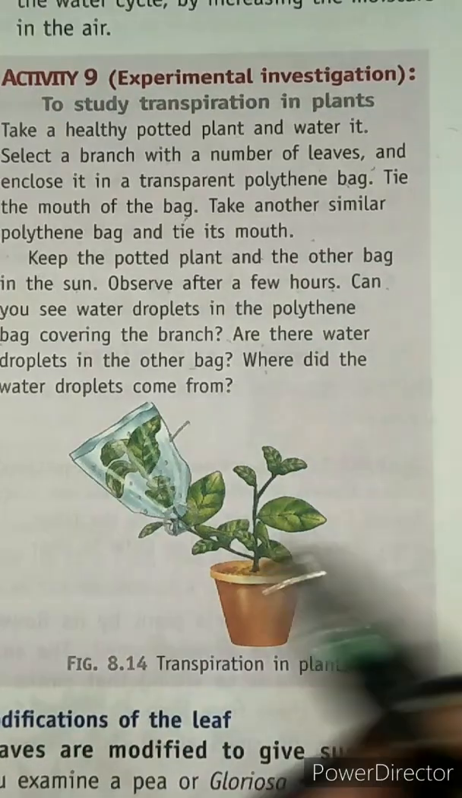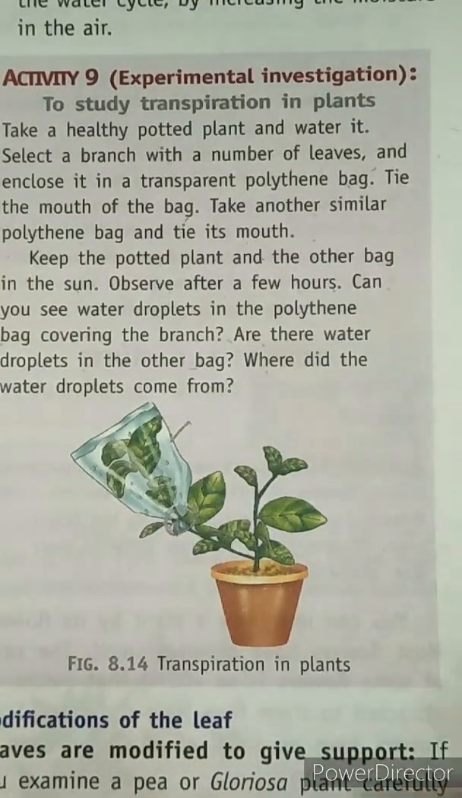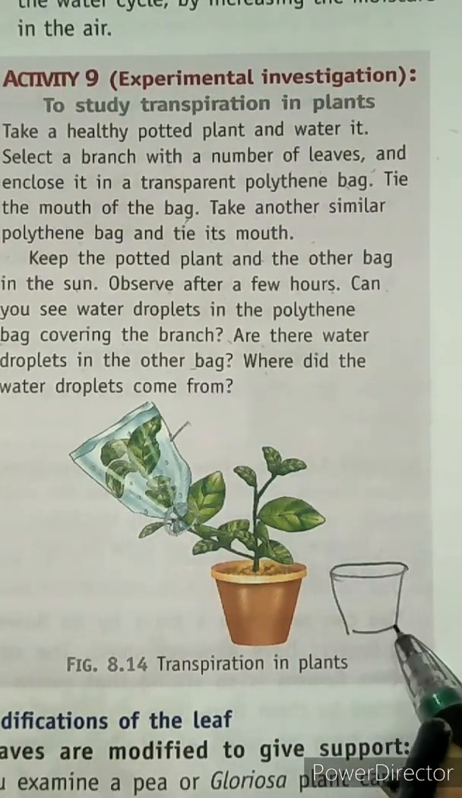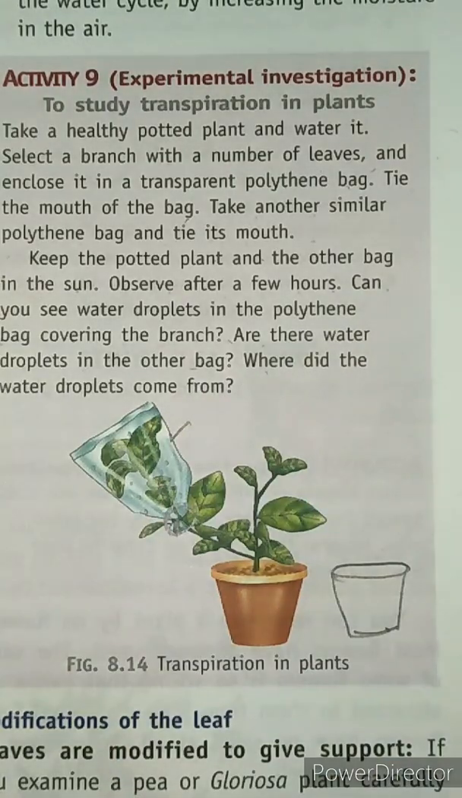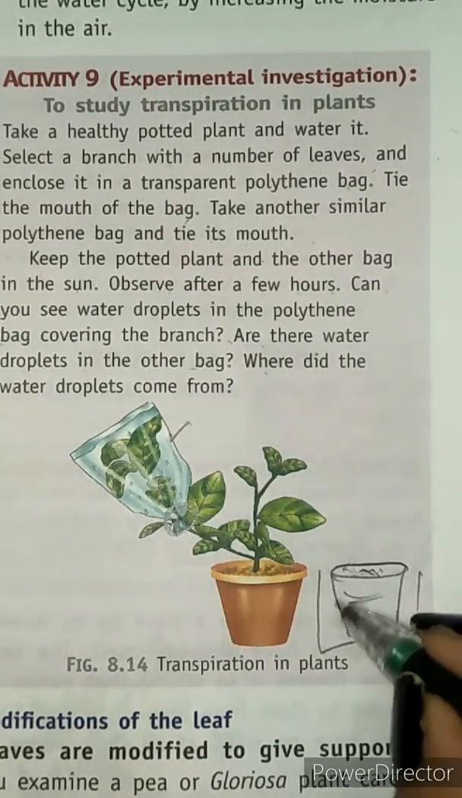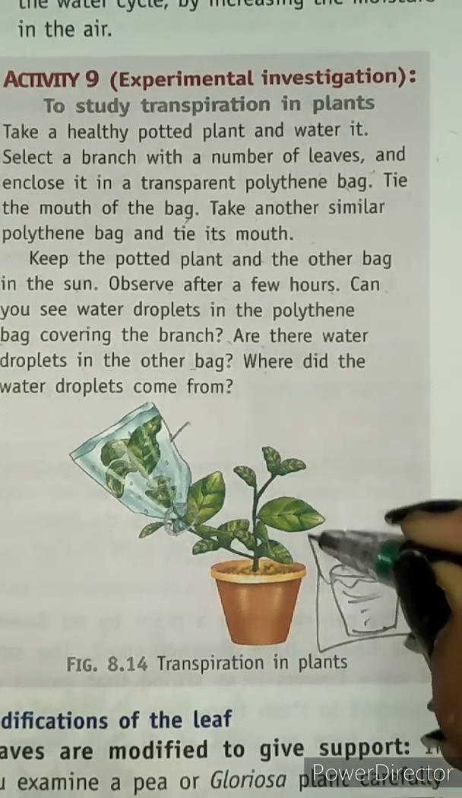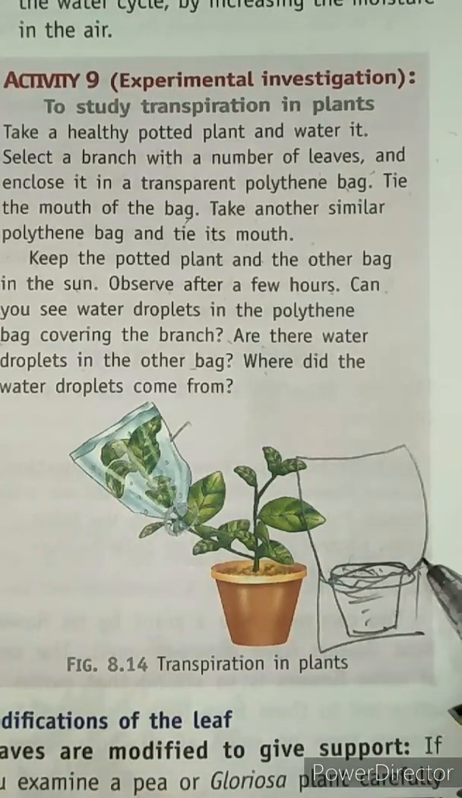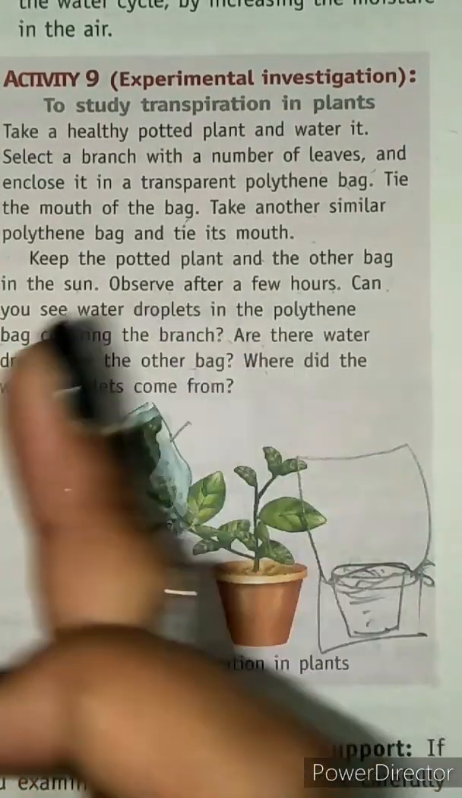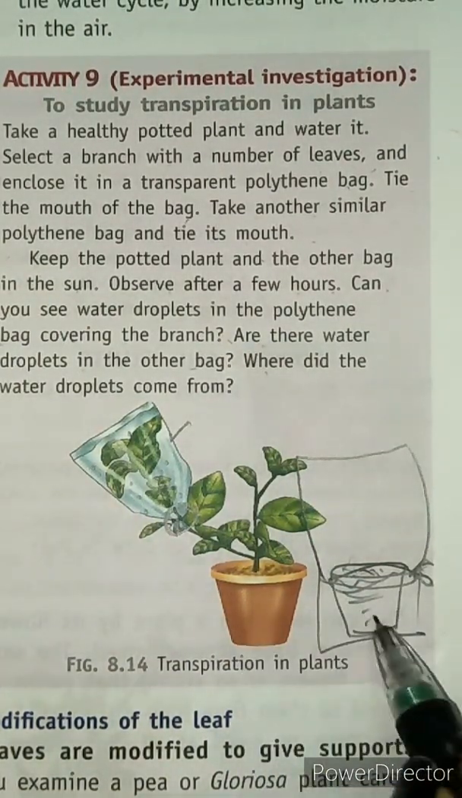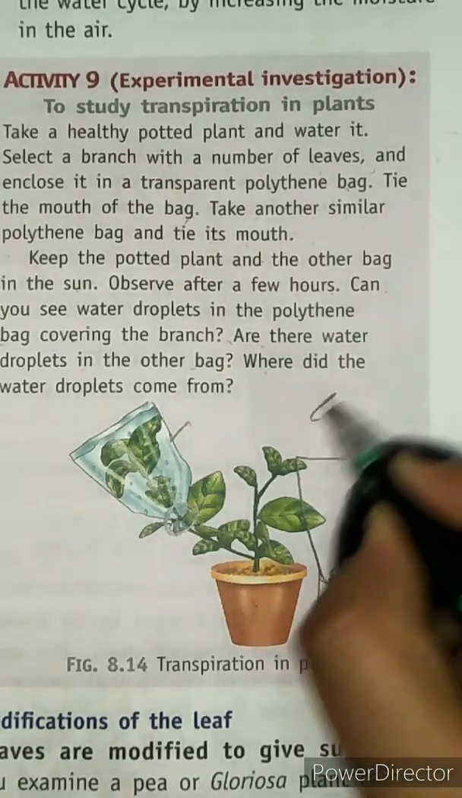Clear? And on the other hand, you need to take another pot, but without a plant, only this empty pot with soil in it, and then cover it with another plastic bag and tie the mouth here. Clear? So observe both the things and then put both the pots in sunlight.